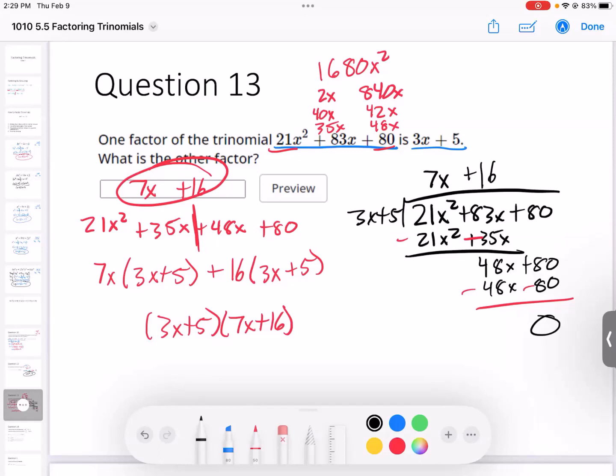There's only one question like this on your homework where they tell you one of the factors. But if you have the polynomial and you know one of the factors, you can just divide that polynomial by the factor to find the other factor. So that's question 13.